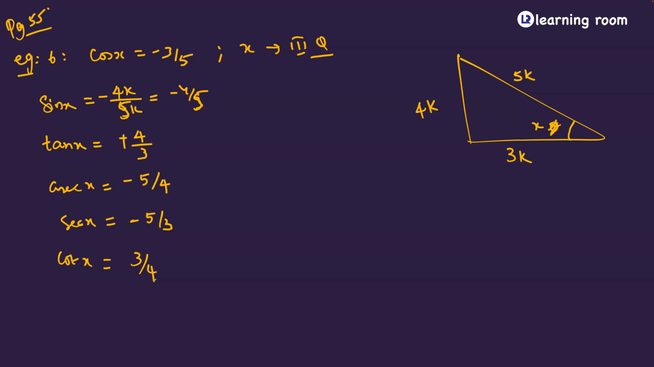Should I proceed? Next question. What is the next one? Example 7. What is example 7? Similar question, no? Then you people do it. Do it fast. Cot x is equal to minus 5 by 12, in the second quadrant. Find the other trigonometric ratios.